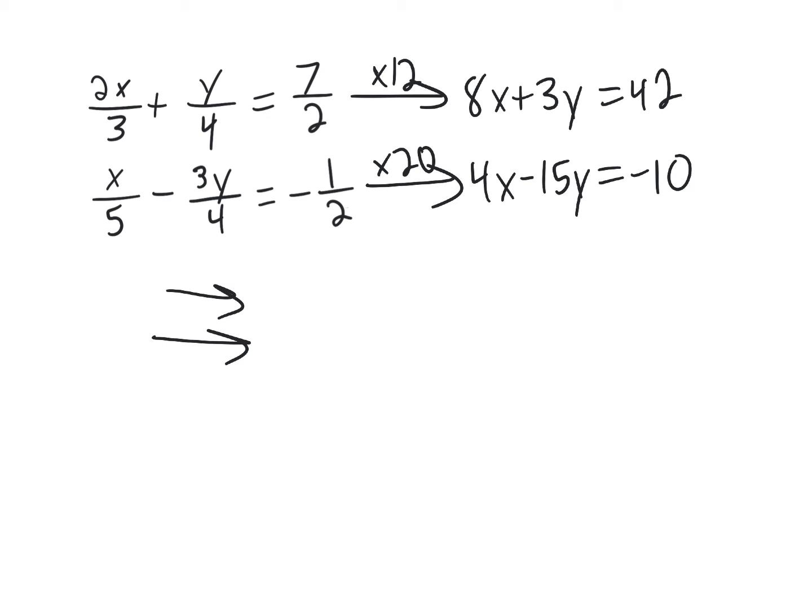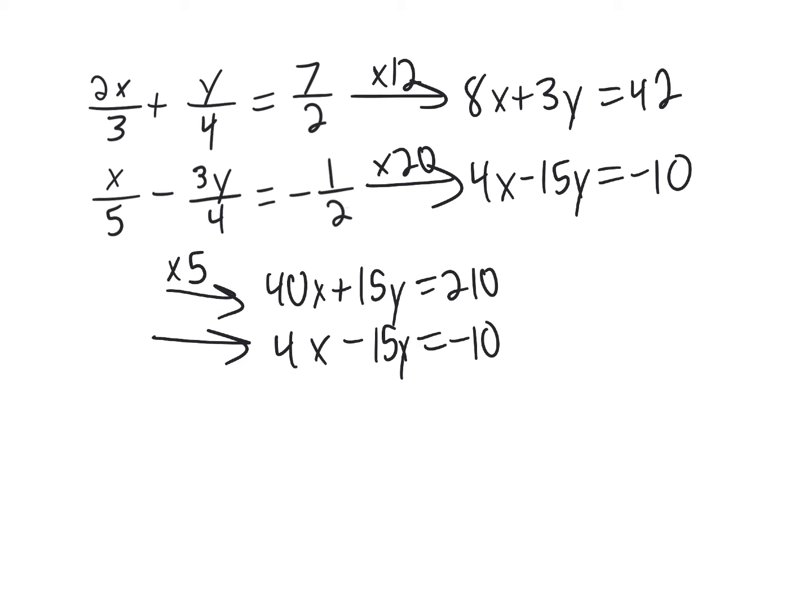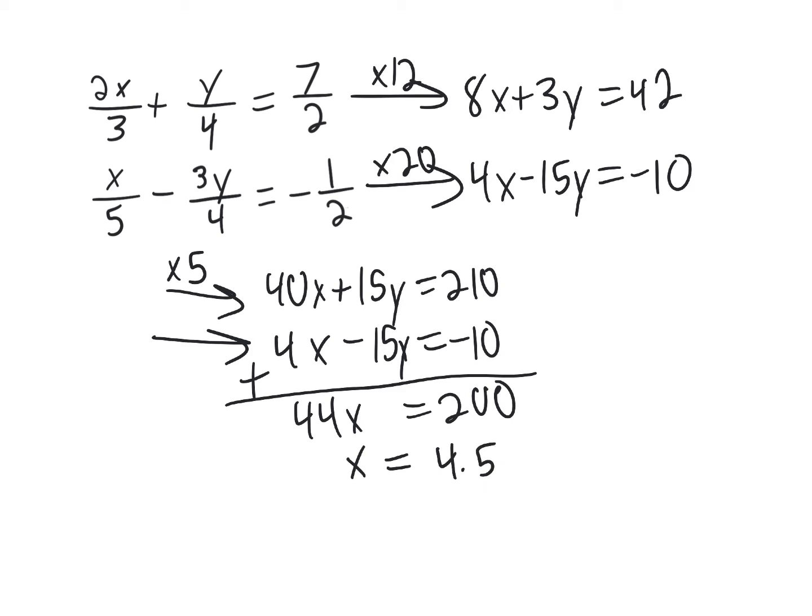to add or subtract the two equations and use elimination, we can either multiply the bottom equation by 2 or the top equation by 5. I'm going to choose the times 5 as this will allow me to add the equations and this will eliminate the y's. So we end up with 40x plus 15y equals 210 over 4x minus 15y equals negative 10, and I'm going to add these equations together, giving me 44x equals 200. Divide out the 44, I get x equals approximately 4.55.